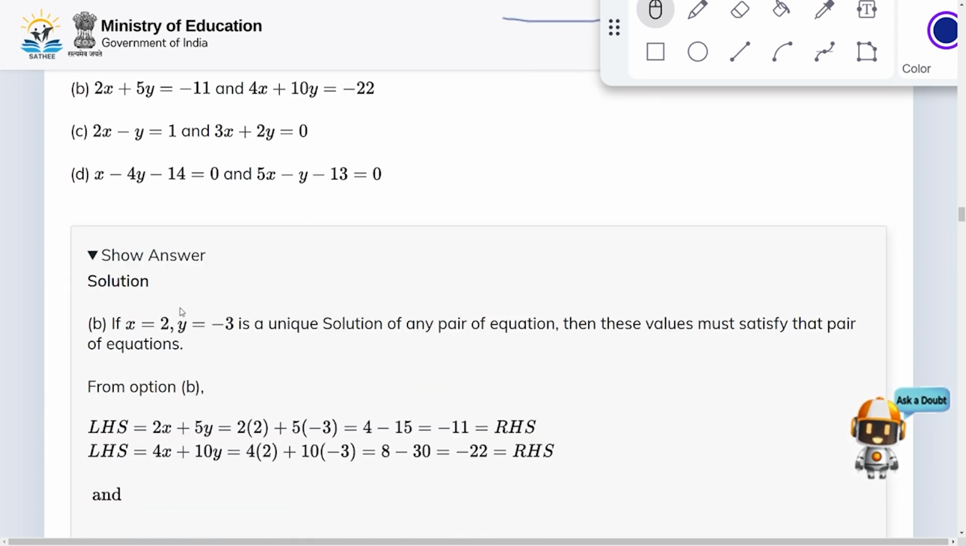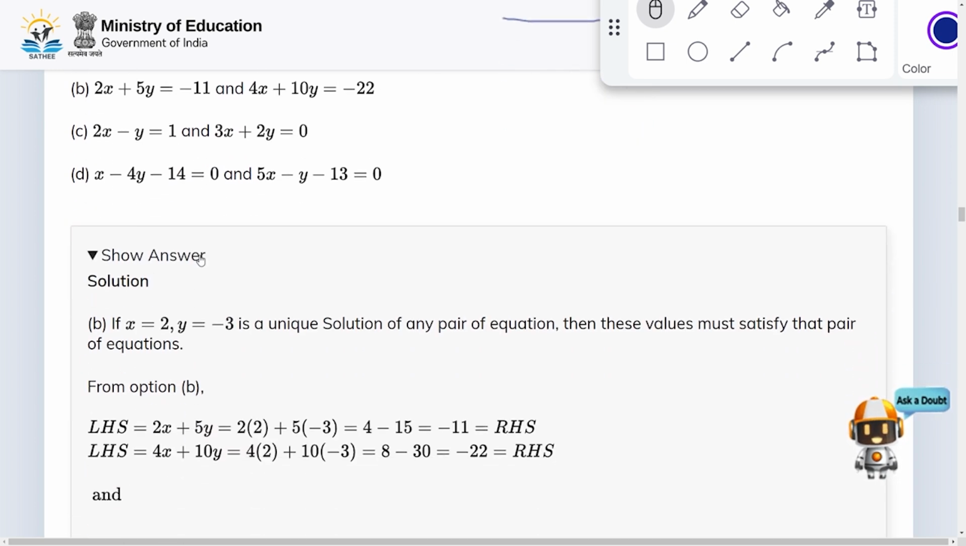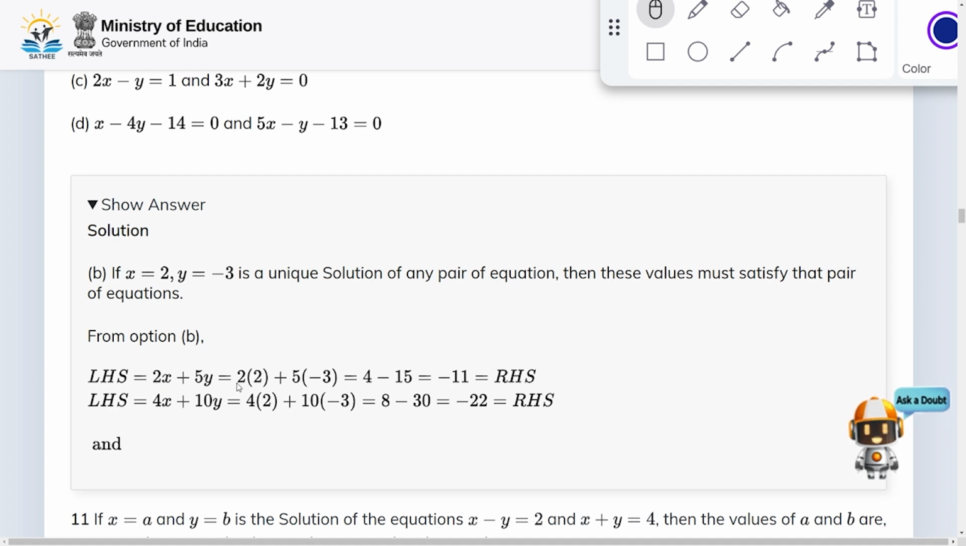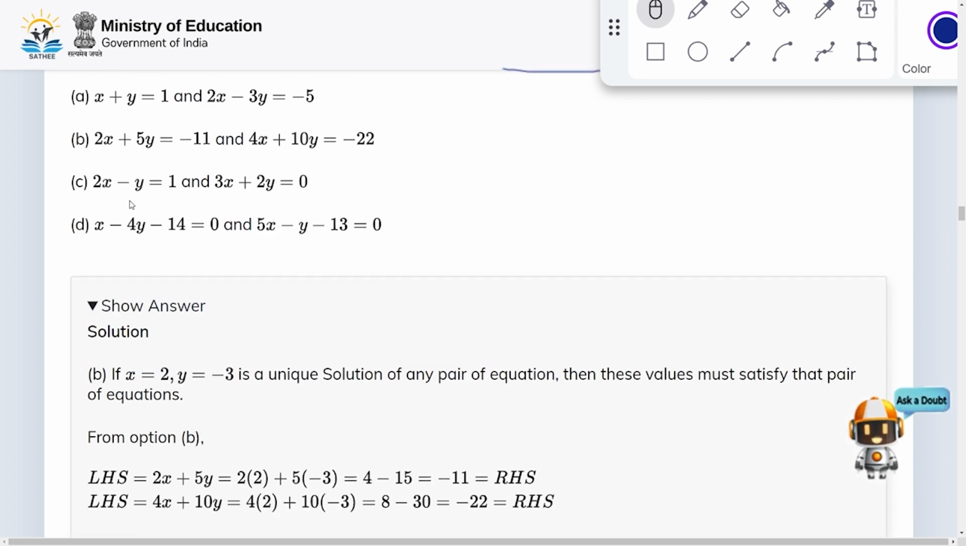If x equal to 2 and y equal to -3 is the unique solution of a pair of equations, then these values must satisfy that pair of equations. From option B, if we substitute x equal to 2 and y equal to -3, then on the left hand side we get 2x plus 5y, that is 2 times 2 plus 5 times -3, which is 4 minus 15, and this is equal to -11. So x equal to 2 and y equal to -3 satisfy this equation, and now we can check the other equation also.